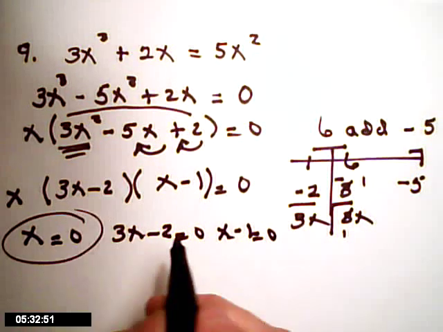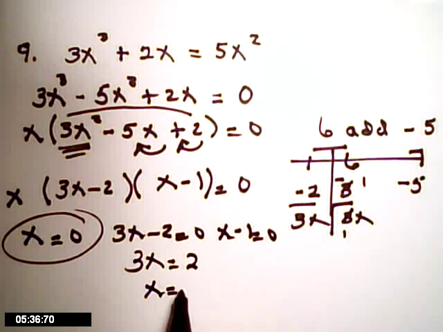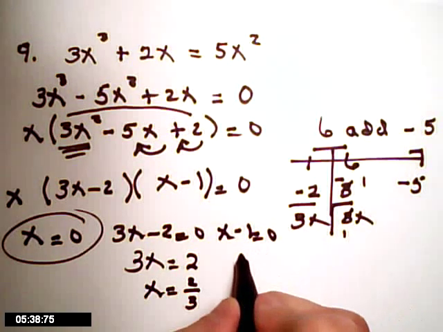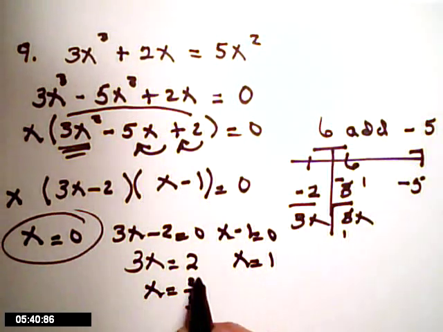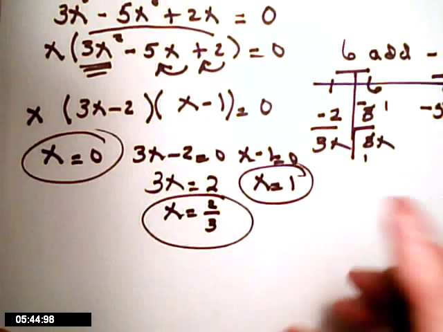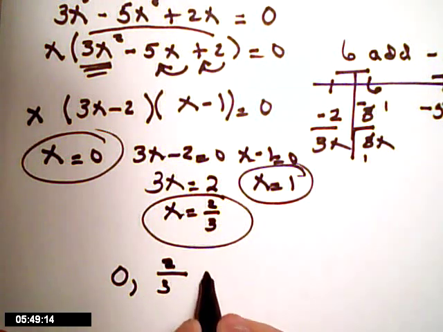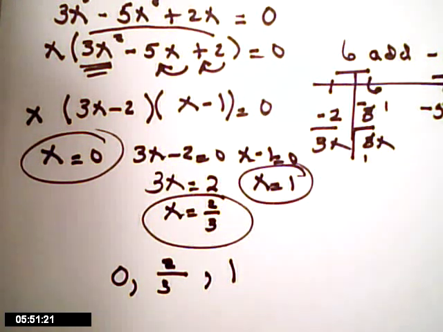First one is x equals 0. The second one I'll move the 2 and divide by 3. The third one I'll move the 1. So now because I had an x cubed, I now have 3 answers. I have the answer 0, the answer 2 over 3, and the answer 1. And that would be my answers.